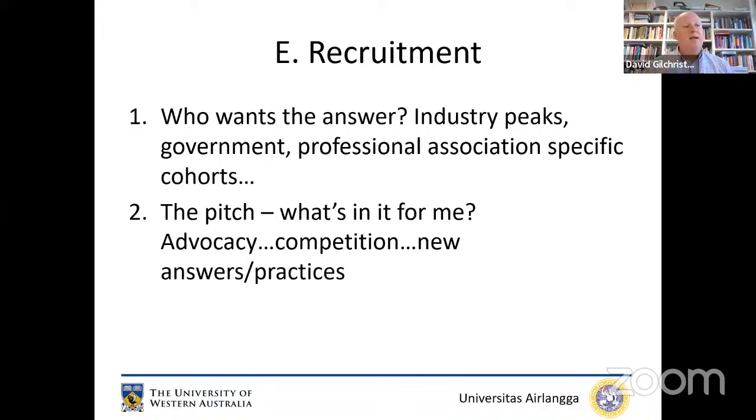So what am I saying there? The pitch for you to get people to participate, or when you go back to those people who want the answer, when you're talking to those organisations and asking them to spend their political capital to recruit for you, you've got to say, well, we will produce an academic article and that'll go into an academic journal, but we'll also produce what we call an industry report. And an industry report is written in layman's terms.